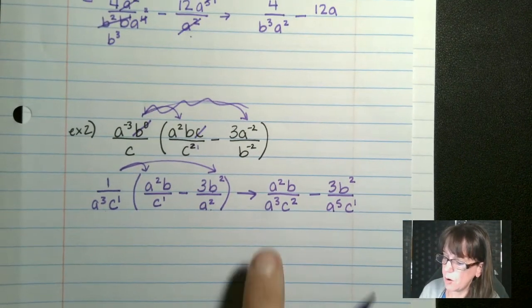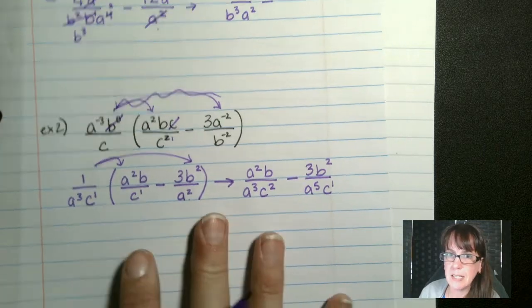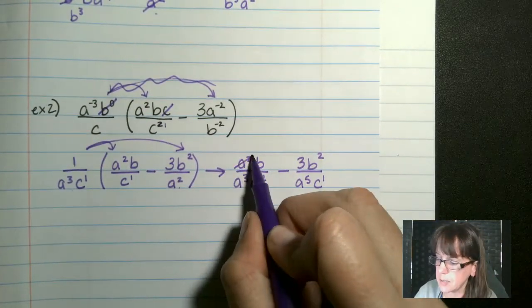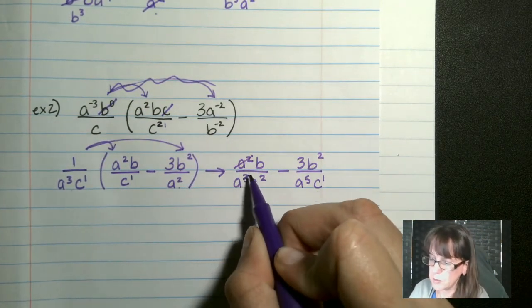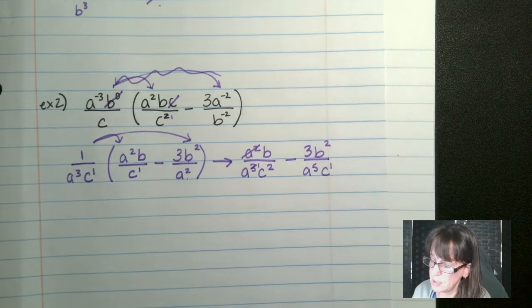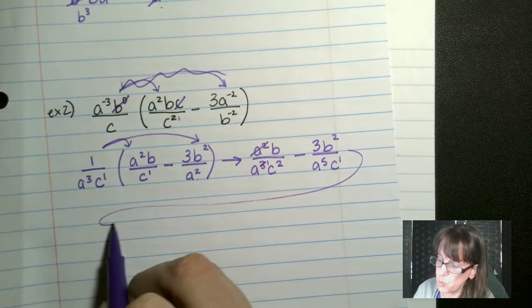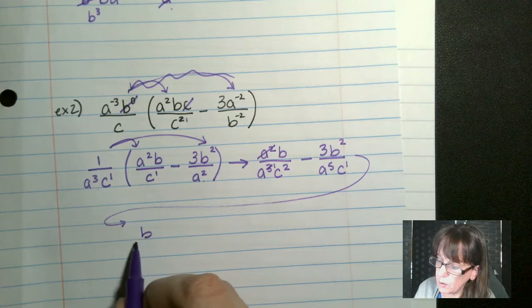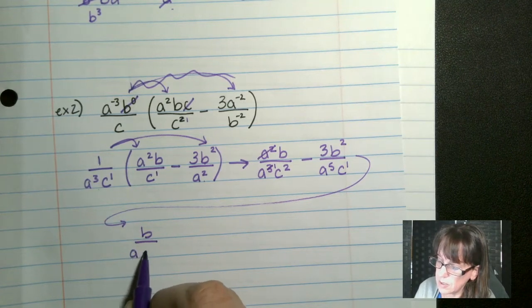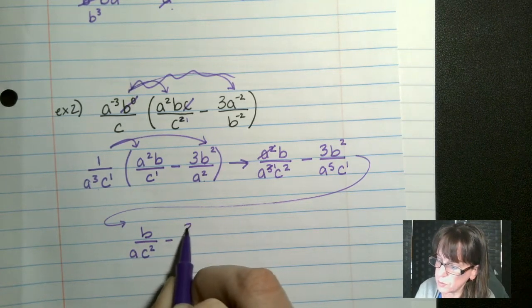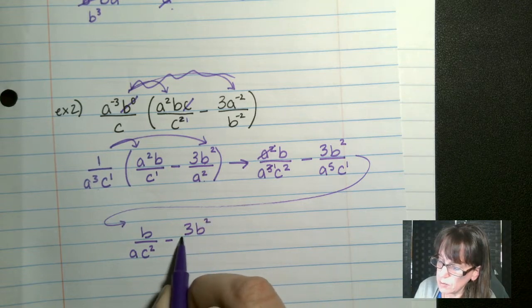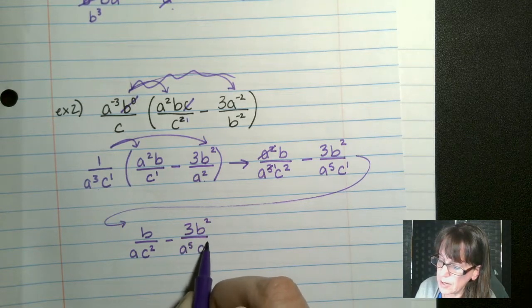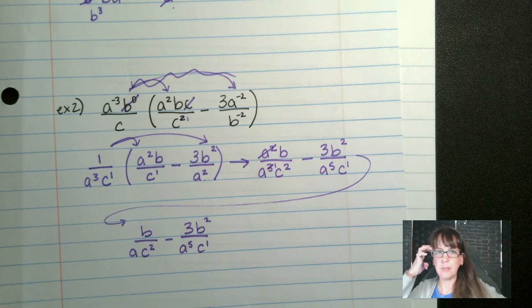All right, now over here I can do some cleanup. I see that I have 2 a's up here, get rid of those, and that leaves me with 1a down here. So let's see, we now have b over a to the 1 c squared minus 3b squared over a to the 5th c to the 1, and I don't see anything else that I can clean up here, so that is going to be my final answer.